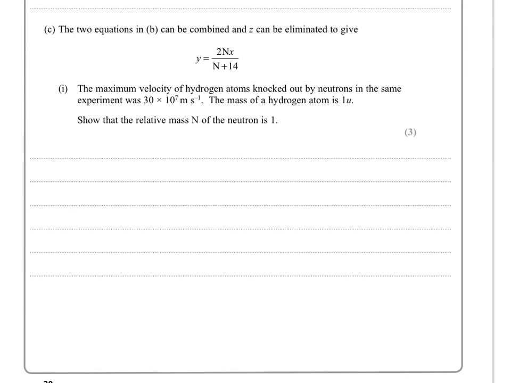Part C, the two equations in B can be combined and z can be eliminated to give this value of y equals 2nx over n plus 14. The maximum velocity of the hydrogen atom knocked out by the neutrons in the same experiment was 30 times 10 to the 7 meters per second. The mass of the hydrogen atom is 1 u. Show that the relative mass n of the neutron is 1.